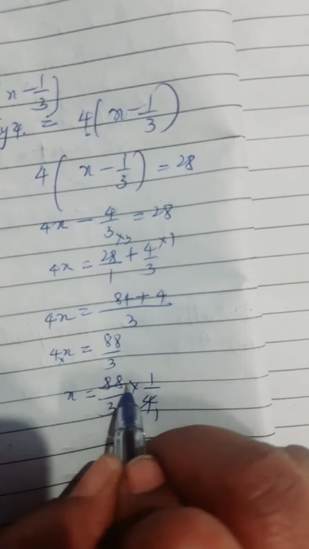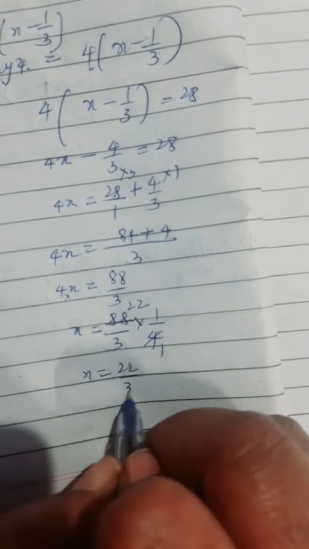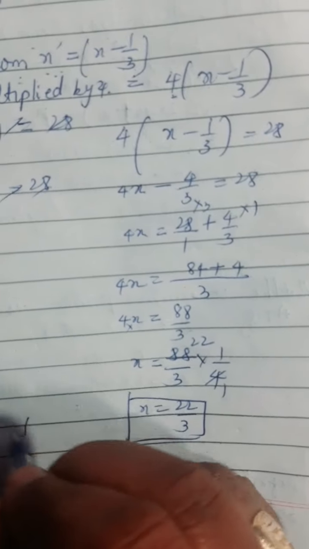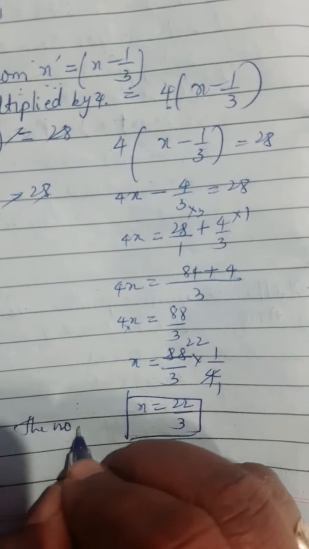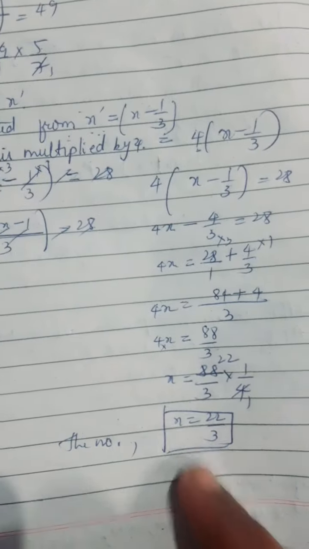4 ones are 4, 22s are... Therefore, x is equal to 22 by 3, children. What is x we have taken here? x we have taken as the number. So, the number we have to find out, that is 22 by 3.